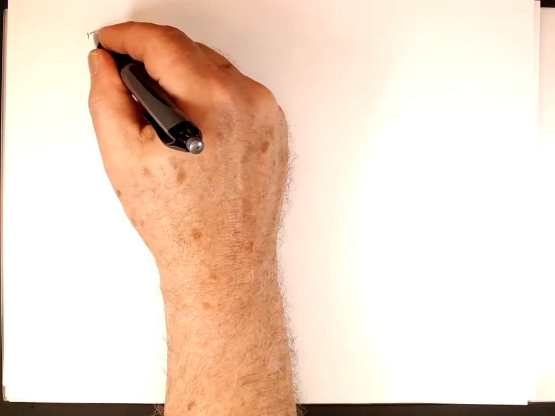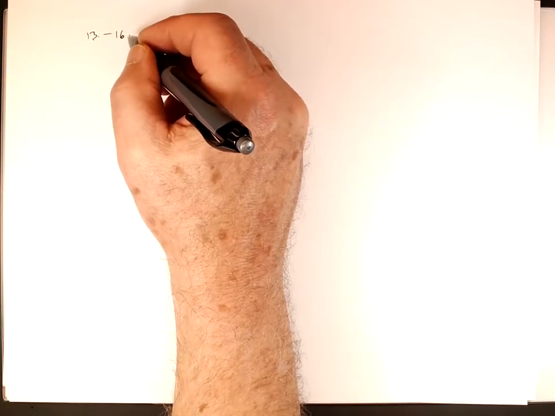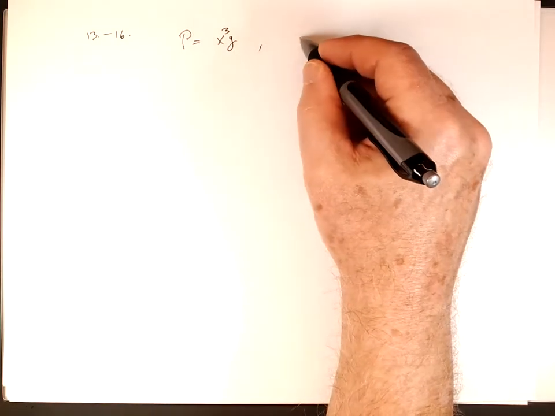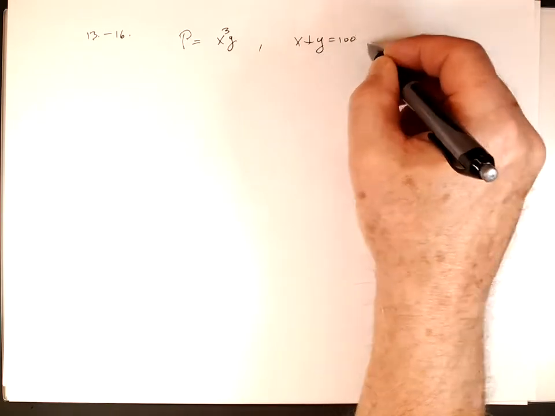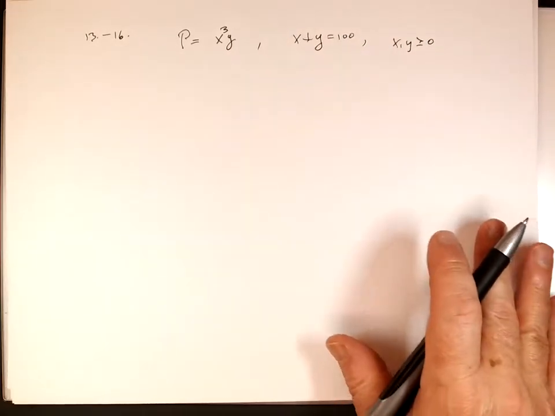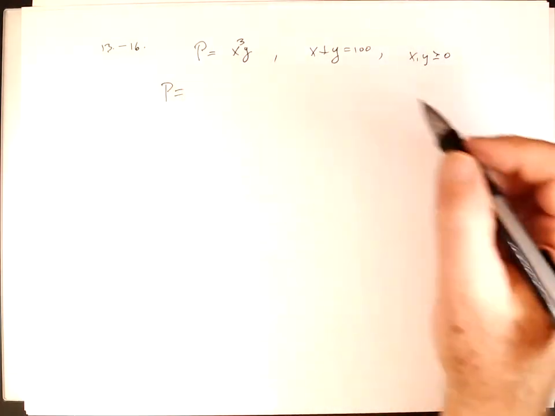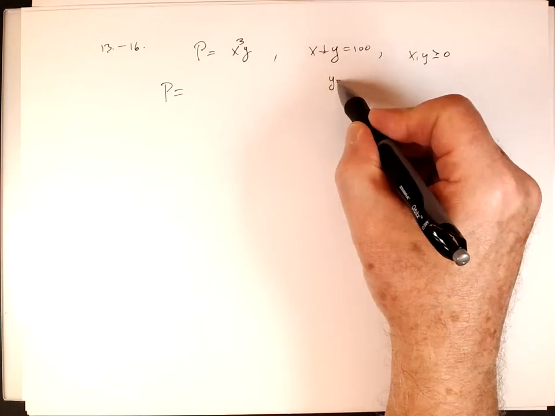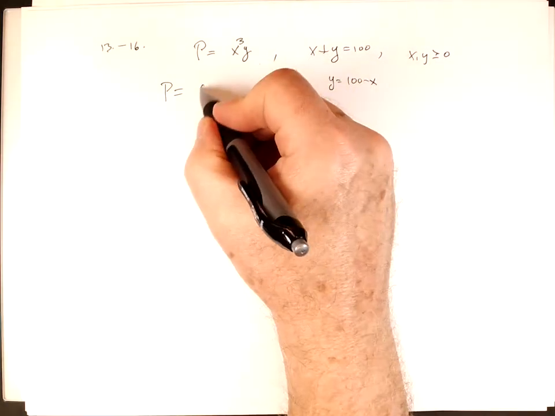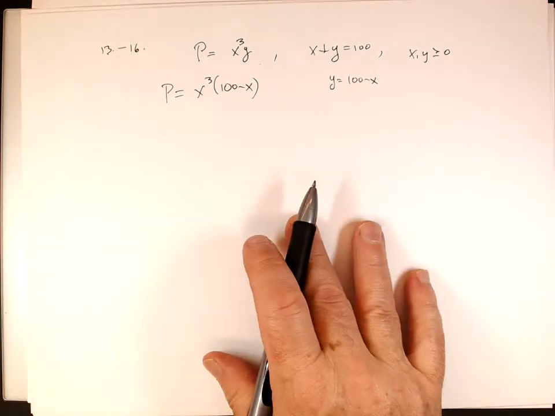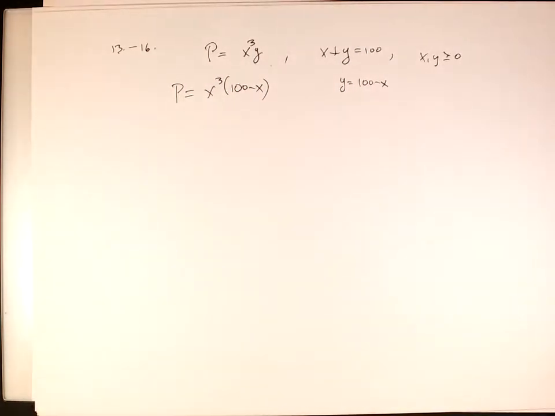All right, no problem. 13 through 16. We're going to maximize the product, x cubed y, where x plus y equals 100, and x and y are greater than or equal to 0. First thing you want to do is find p in terms of one variable. We're going to do it in terms of x. To do that, solve for y and substitute it in here. There's p in terms of a single variable.